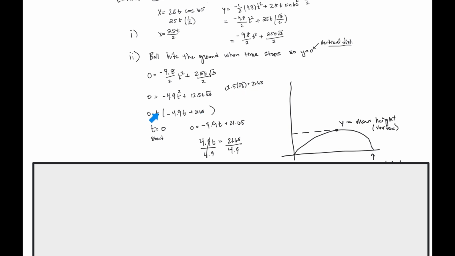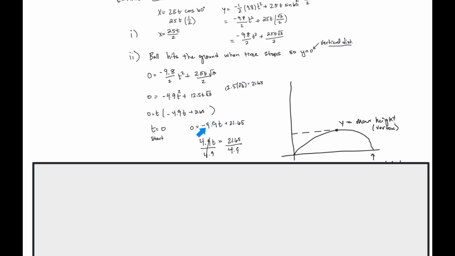Now, take each one of these pieces and set each equal to 0. We already knew at the very beginning, at time equals 0, that it was on the ground. So this is not a surprise. This is actually good because it confirms something that I already knew. And so the other part will be the other time it's going to hit the ground. So we're going to set this equal to 0 and solve for t.